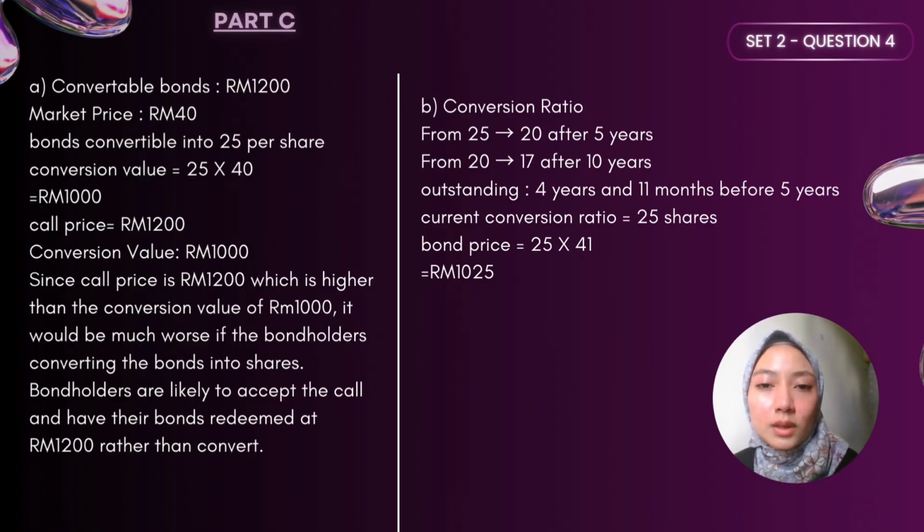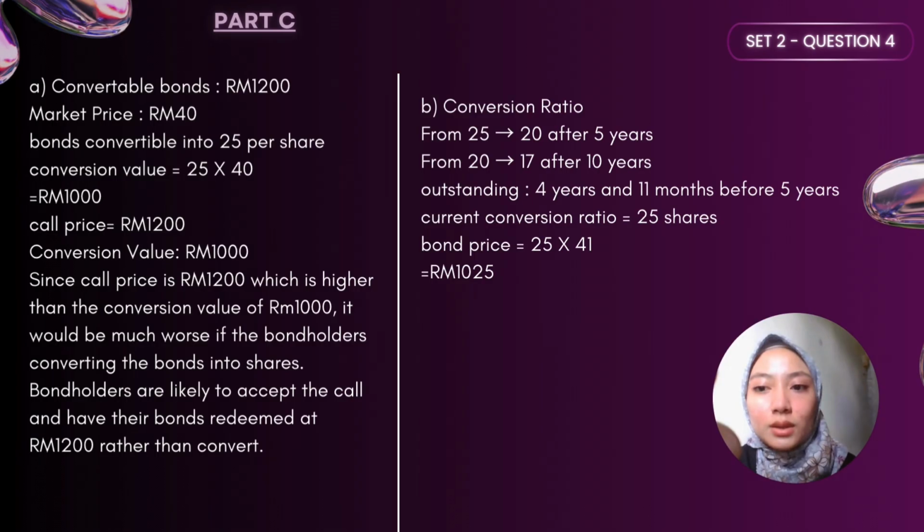So the call price of the convertible bonds is 1,200, and the market price is 40 ringgit. The bond is convertible into 25 shares. So the conversion value is 25, which is the number of shares the bond converts into, multiplied by the market price of 40, and we will get the value of 1,000. Since the call price is 1,200 and the conversion value is 1,000, which is lower, it would be much worse if the bondholders convert the bonds into shares. Bondholders are likely to accept the call and have their bonds redeemed at 1,200 rather than converting.